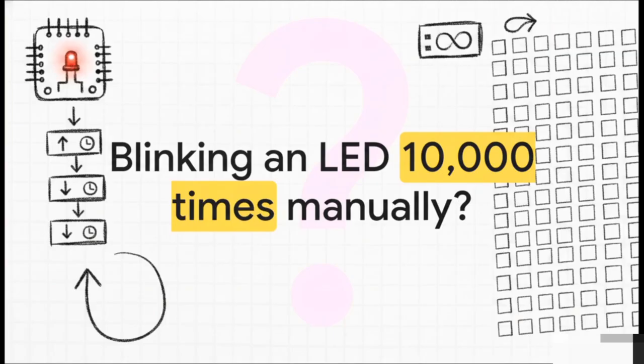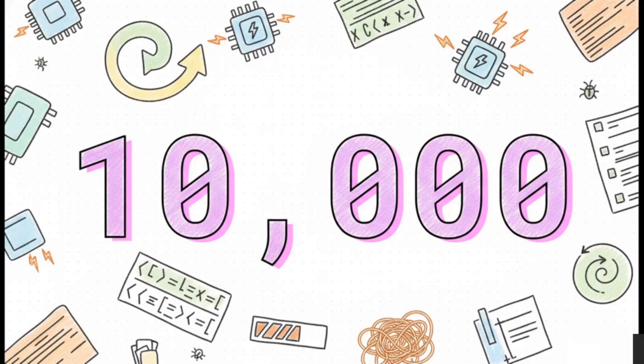So picture this for a second. You're writing the code to blink a single LED on a circuit board. You type it out: turn on, wait a second, turn off, wait a second. Easy enough, right? But what if your project needs you to do that exact sequence 10,000 times? Are you literally going to sit there at your keyboard and copy-paste those lines over and over and over again? 10,000 times? Yeah, absolutely not.